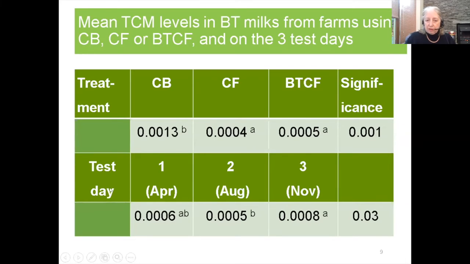Now that would be as we would expect. Also with the test day here, we're looking at the date in April, in August, and in November for the full duration of the trial, and we see that the TCM levels were significantly higher in November than they were in August. They were similar to April, but they were considerably higher in August, while still well within our target, obviously.